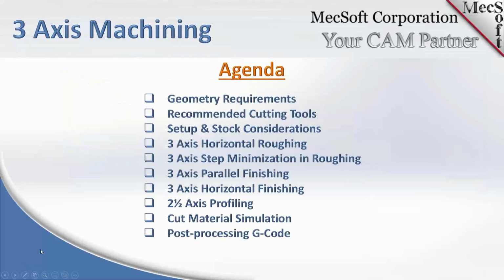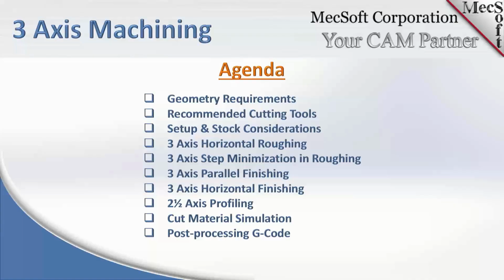As far as the agenda today, we're going to be starting out with geometry requirements for 3-axis machining, recommended cutting tools. Then we actually jump into stock and setup considerations. How do you want to set the operations up, the orientations and things of that nature. And then we'll jump into actual programming, starting with the 3-axis horizontal roughing, and then a little bit of an esoteric topic here, the step minimization.